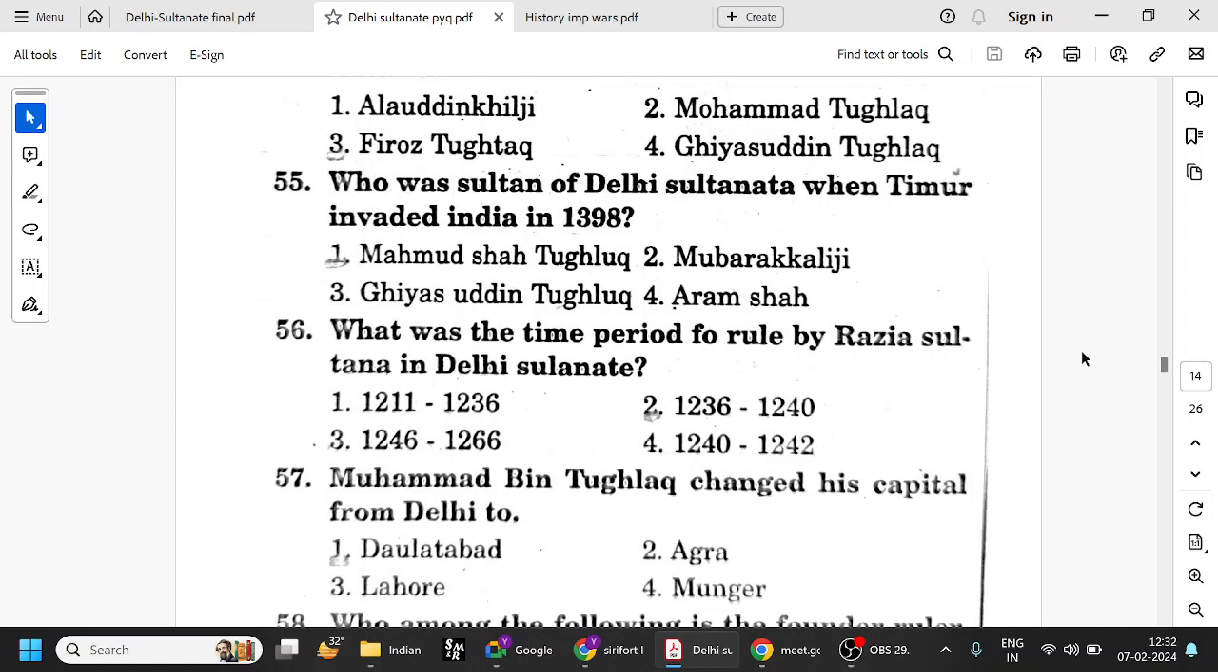Who was the Sultan of Delhi when Taimur invaded India in 1398? Muhammad Shah Tughlaq. Remember that? When Taimur invaded India, it was Muhammad Shah Tughlaq who was the Delhi Sultan.